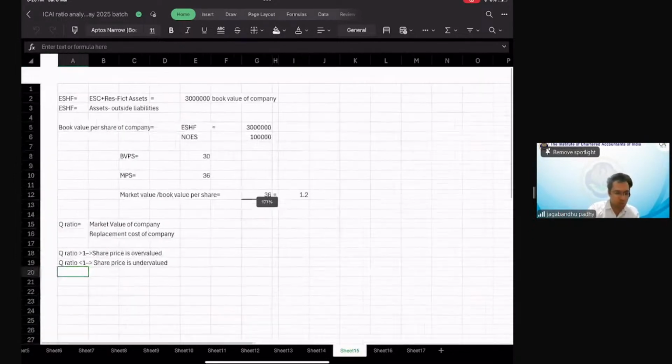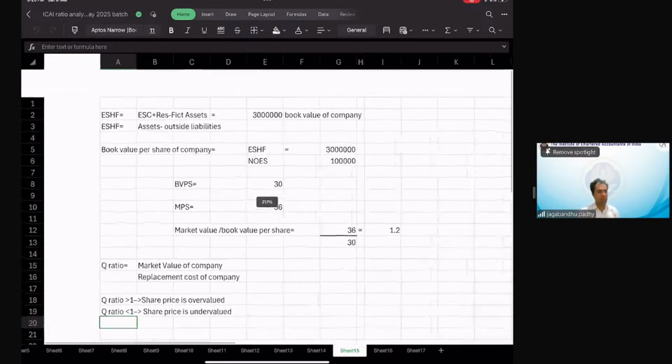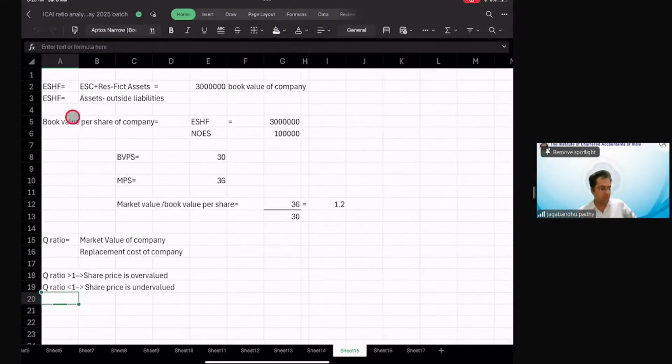Okay, so we had two ratios to cover up, guys. One is called the market value to book value per share, and another is the Q ratio. Now, what is market value to book value per share? First of all, we'll talk about what is the book value of the shares of the company. Book value of the shares of the company is basically net worth or owned funds of the company divided by number of shares. So total owned funds that have been put into the business, you divide it by number of shares, that is your book value.